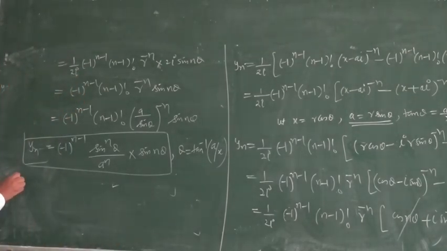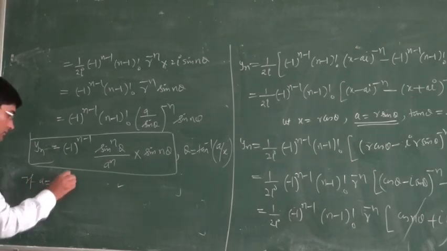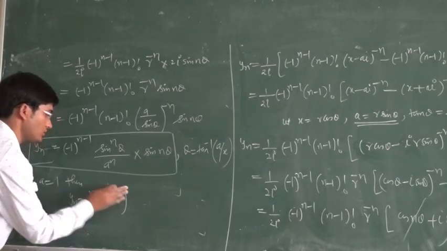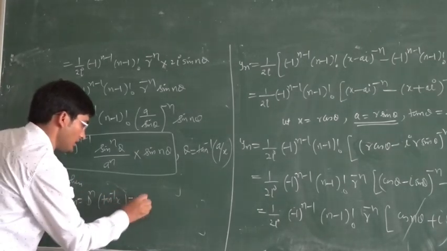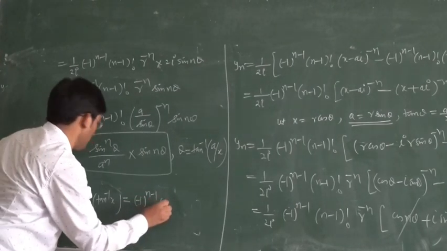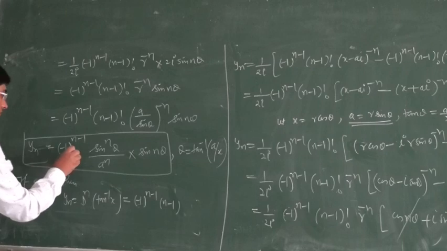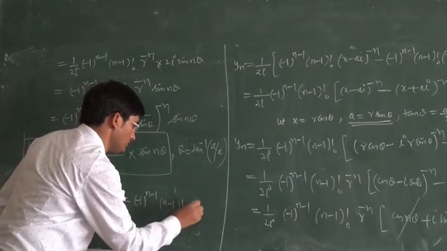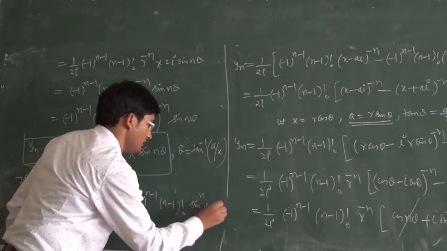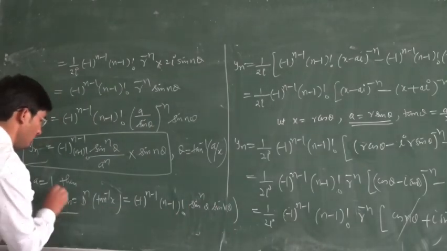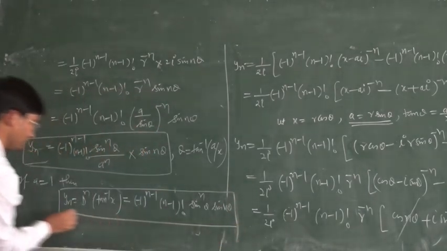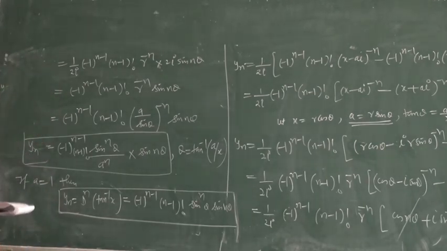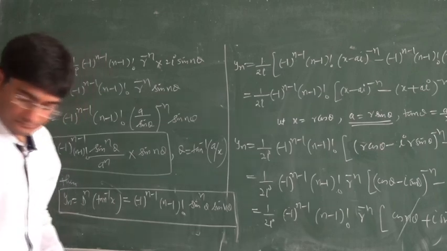So if a equal to 1, then the nth derivative, that means the nth derivative of tan inverse x is equal to, put a equal to 1 here, so we will have minus 1 power n minus 1, n minus 1 factorial, which is missing here, so we can write it into n minus 1 factorial into sin power n theta into sin n theta. So this is your nth order derivative of tan inverse x, minus 1 power n minus 1, n minus 1 factorial sin power n theta into sin n theta.